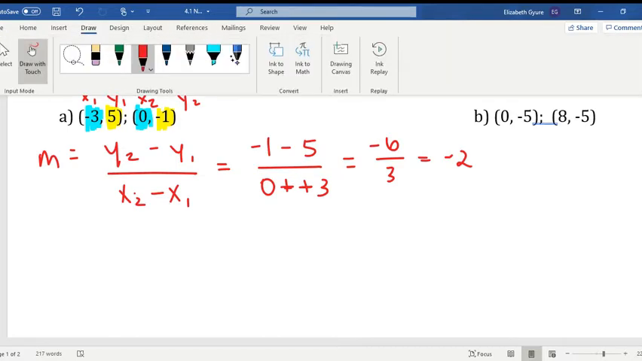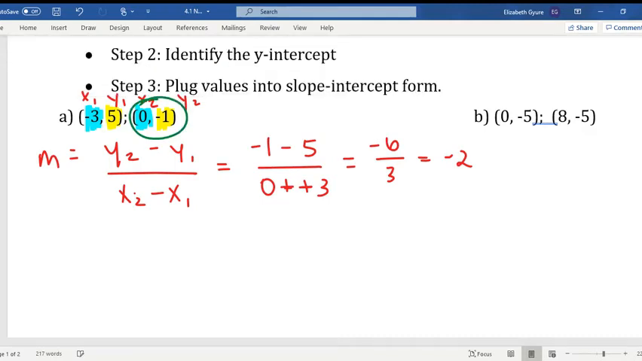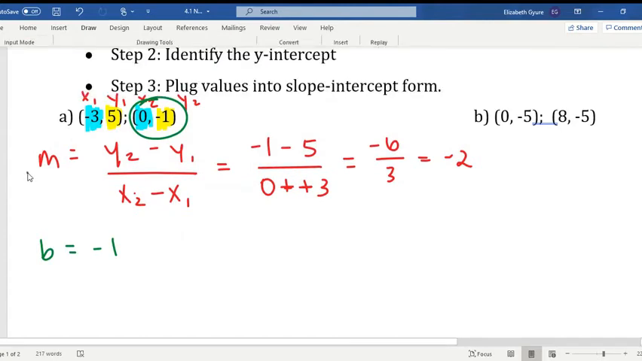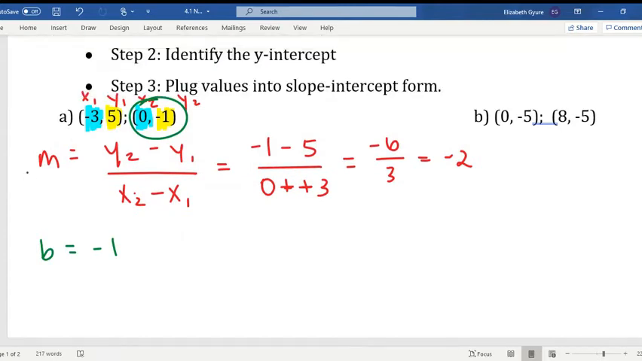Yeah, when you have a y-intercept, isn't x 0? And if you look at this point, isn't x 0? It's just a y, isn't it? So that's your y-intercept. Your b value is going to be -1. So now, do I have everything I need? I do. So now we can do our y equals mx plus b.